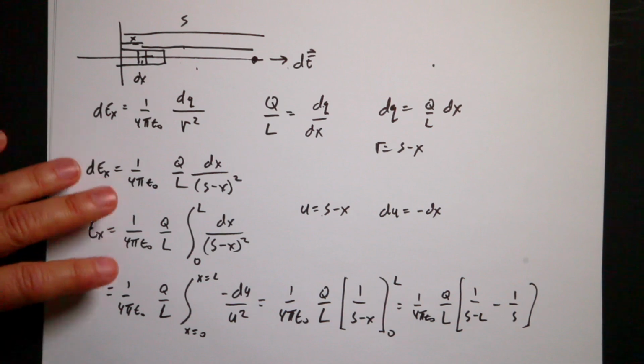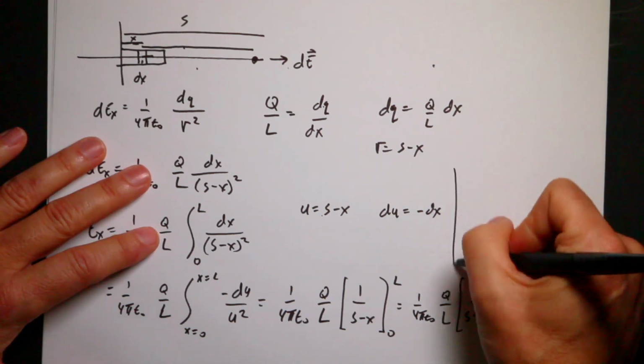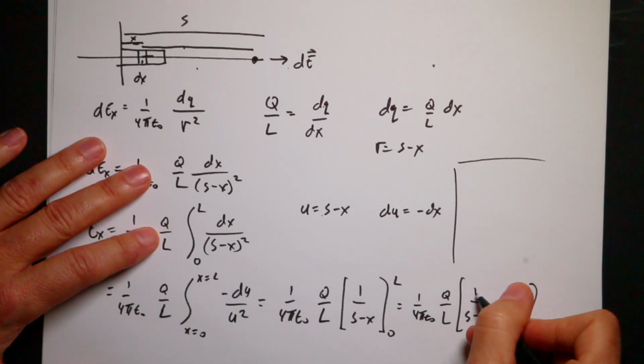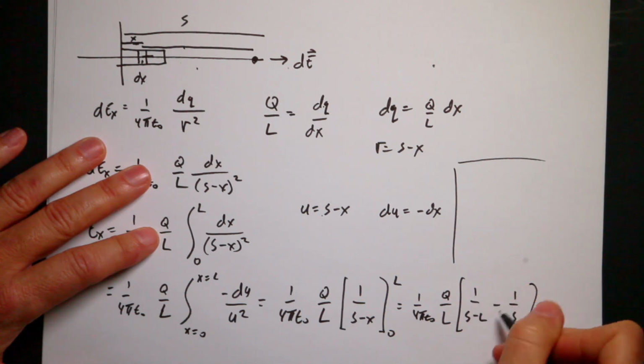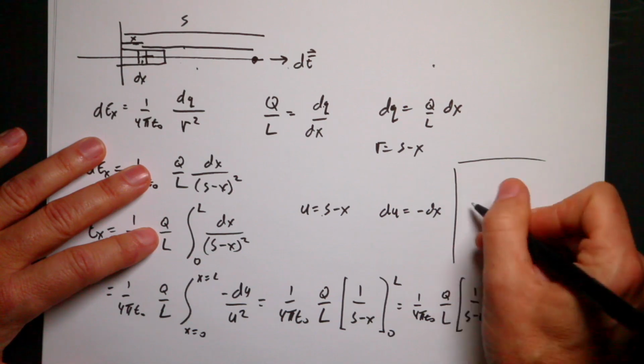Okay, so then we can simplify this a little bit. If I get a common denominator of s minus L times s, then I multiply this one by s over s, and this one by s minus L over s minus L. But then I'm going to get this.